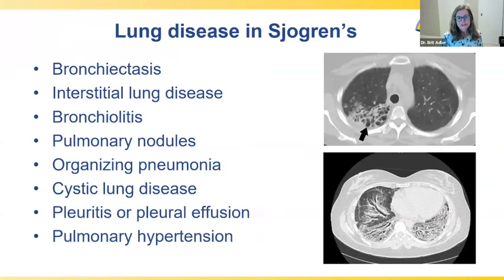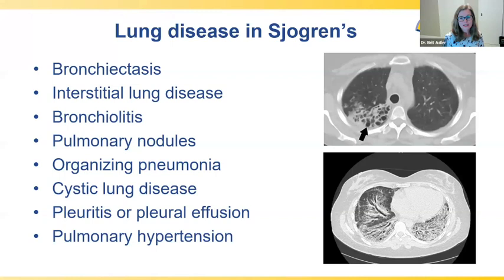Sjögren's can also affect the lung. And what's striking to me is how diverse the manifestations are of lung disease in Sjögren's. So it can manifest in numerous ways. We see bronchiectasis, which is a chronic lung condition that makes the airways permanently dilated. Some patients get interstitial lung disease, which is caused by lung inflammation and scarring. We see bronchiolitis, which is inflammation of the little bronchioles.